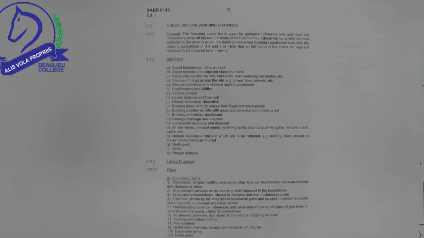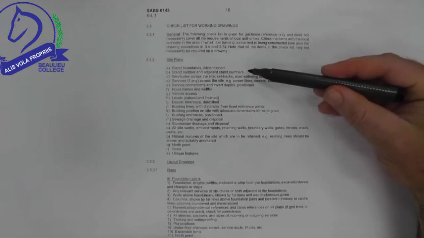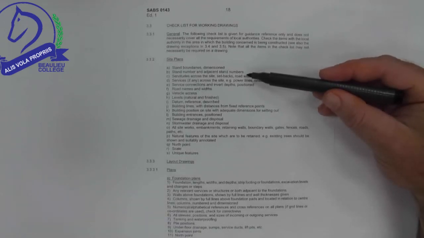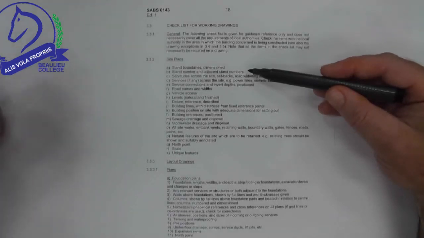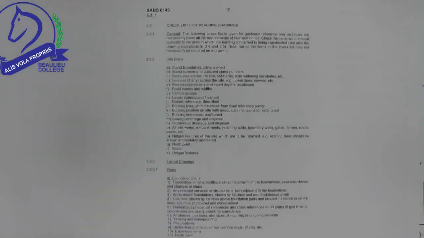And the key here for me, I think, is this point which talks about the stand number and the adjacent stand numbers. So that is one way we should be able to understand and determine what a site plan is: the size of the drawing relating to the actual stand. It's not something specific like the floor plan or an elevation, and it's not a locality drawing. A locality drawing is where it would show the stand in a suburb or in a bigger area.